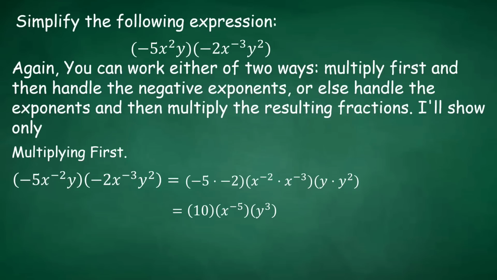Put all negative exponents on the other side of the fraction line. So in this case, we have negative 5, we will put this in the denominator. So the final answer is 10y cubed over x raised to the power of 5.